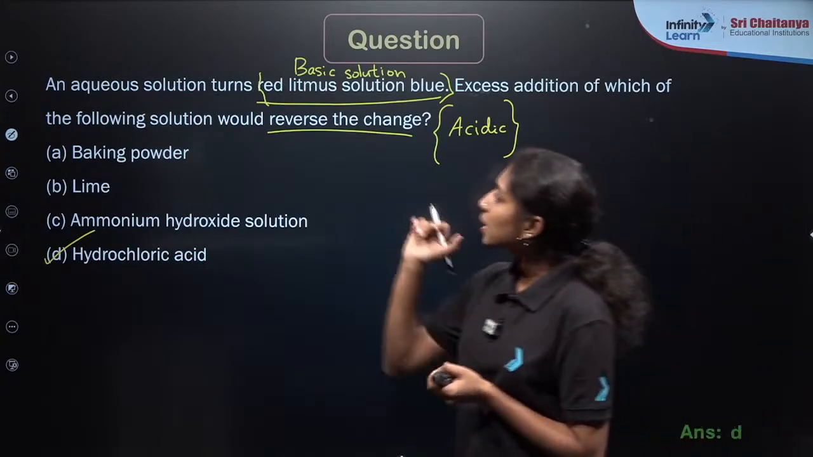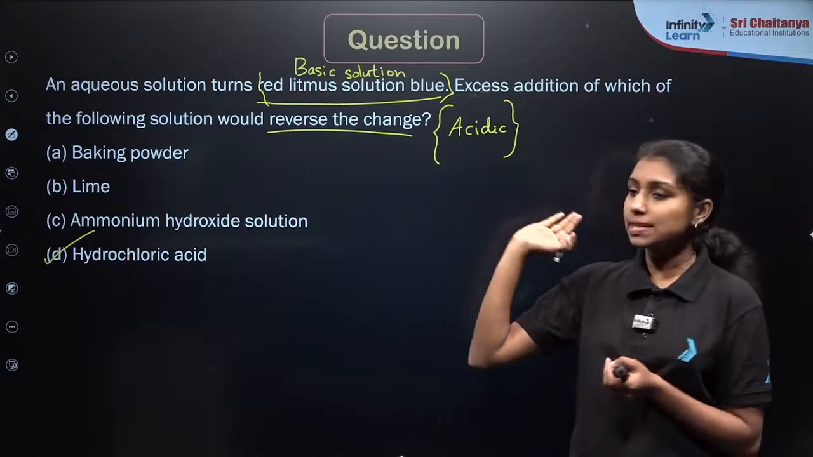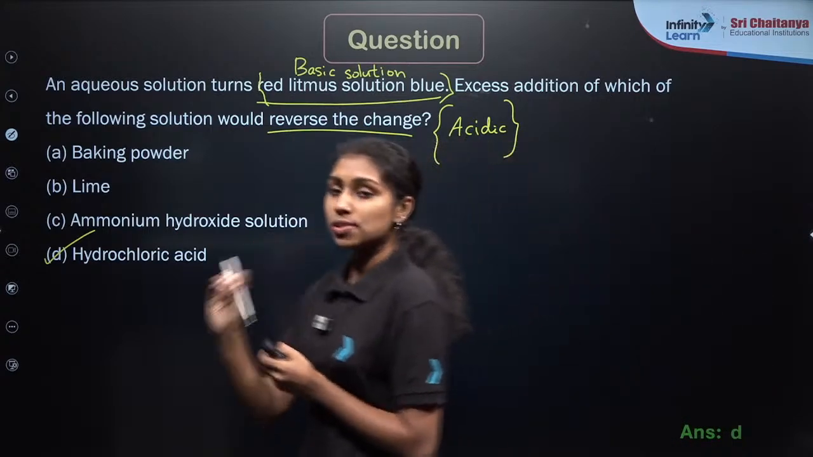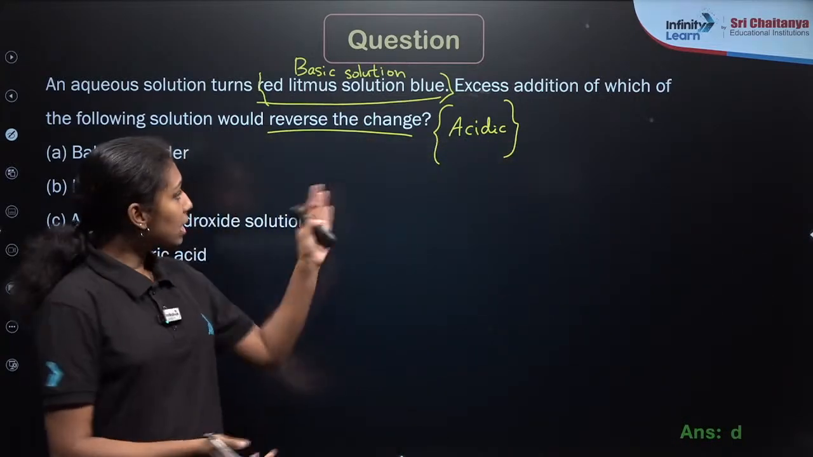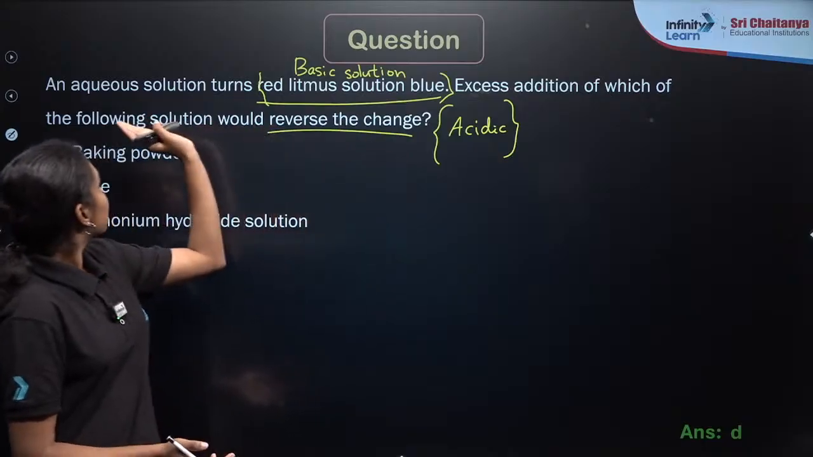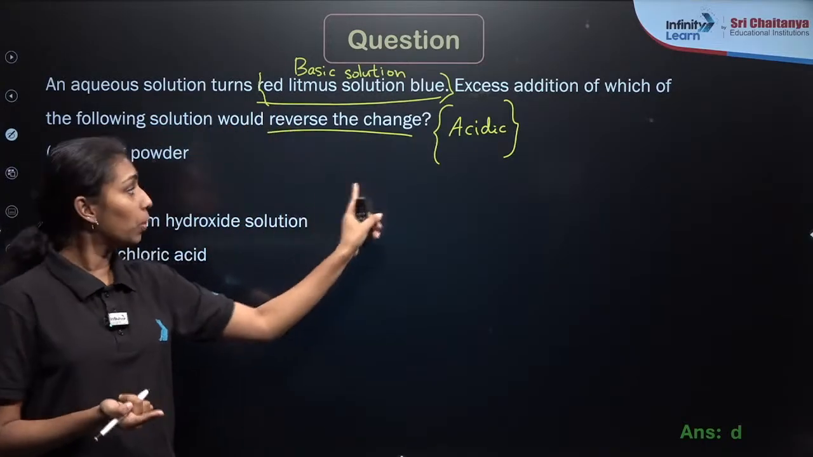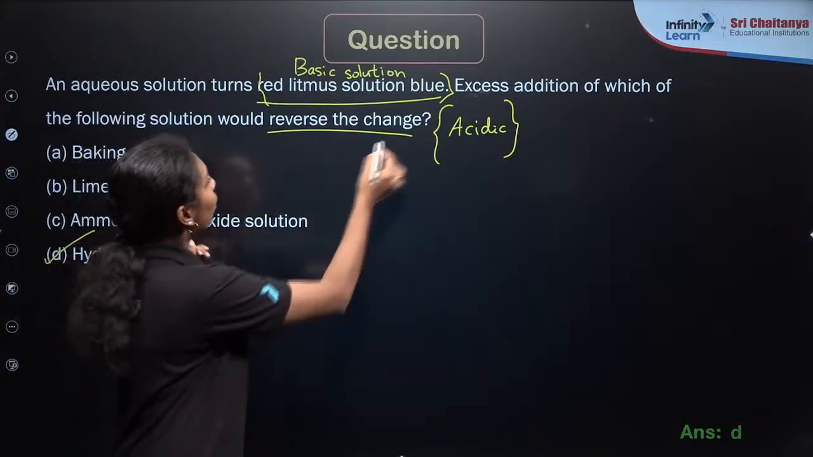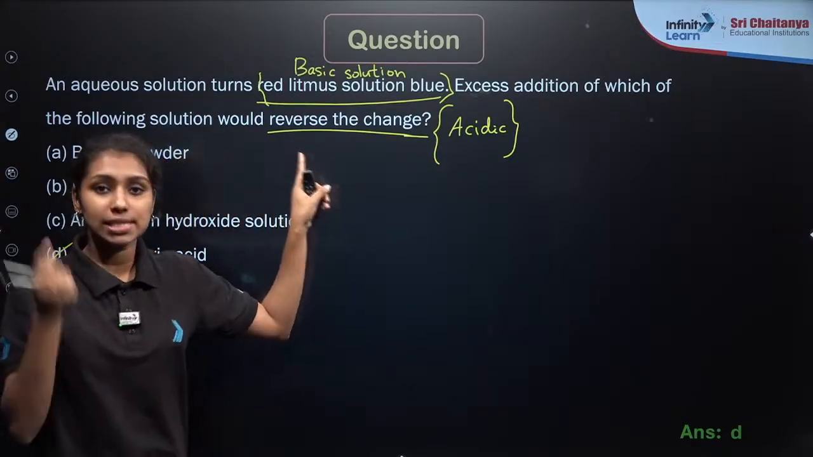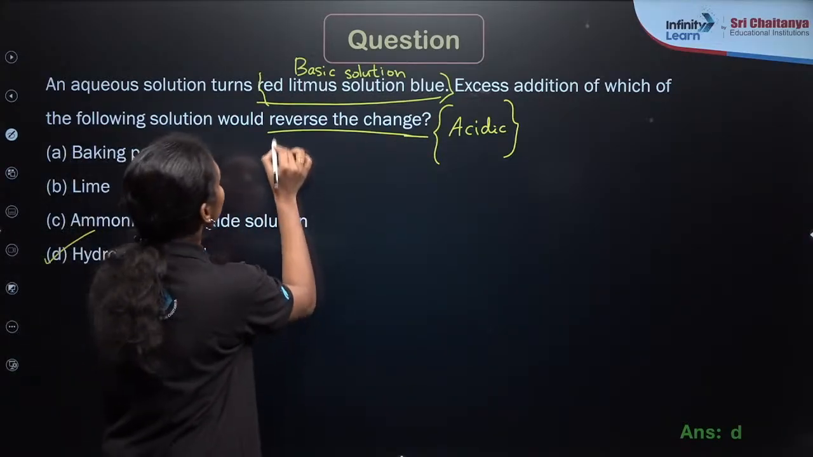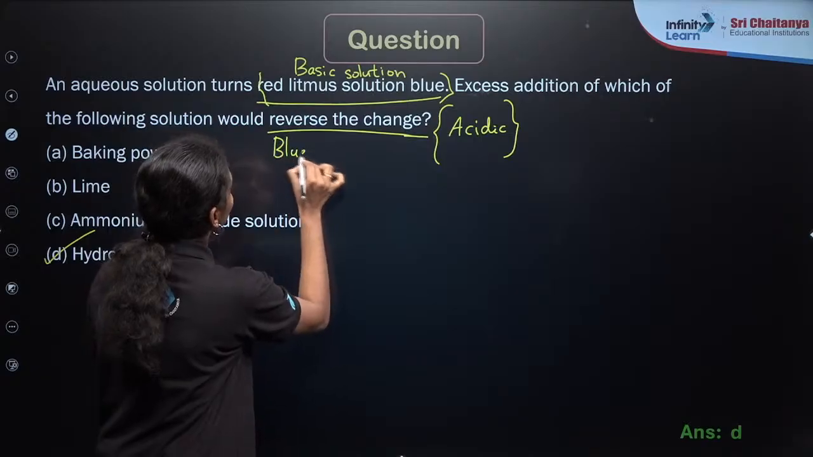Okay, Arush, you are asking about the case of acid solution, right? In the case of acid solution, we are taking blue litmus. What is our question asking? The general case is given here: an aqueous solution turns red litmus to blue. What you have to find is the reverse change. Reverse the change means blue litmus to red.